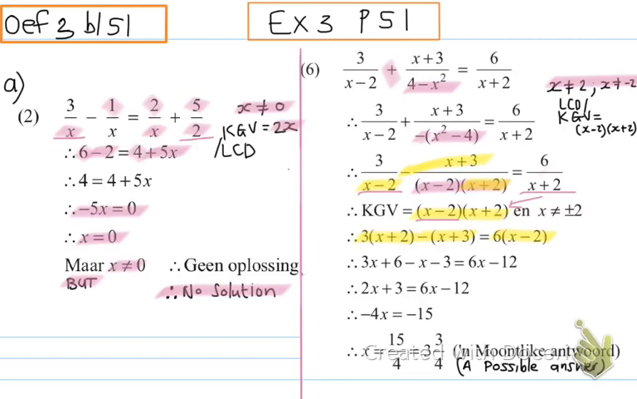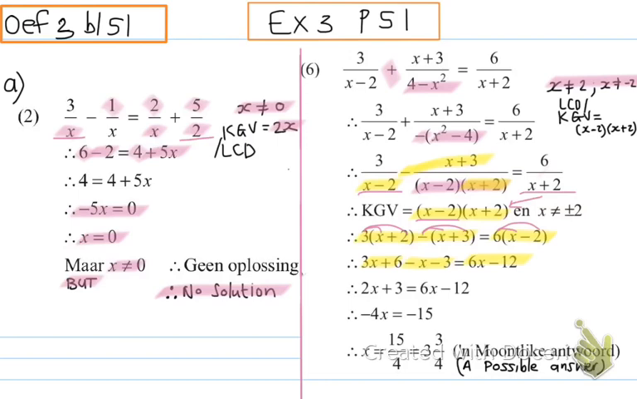Now the denominators are all thrown away because the denominator is the same everywhere. And now I multiply in 3 times x and 3 times 2. 3 times x is 3x plus 6. And then I multiply the negative in. And I get negative x, negative 3. And I multiply the 6 in. And I get 6x minus 12.